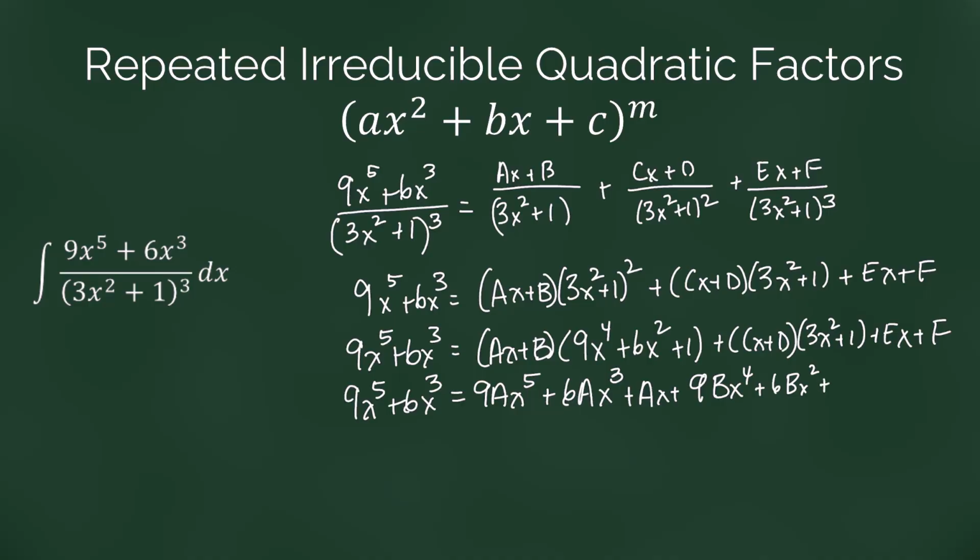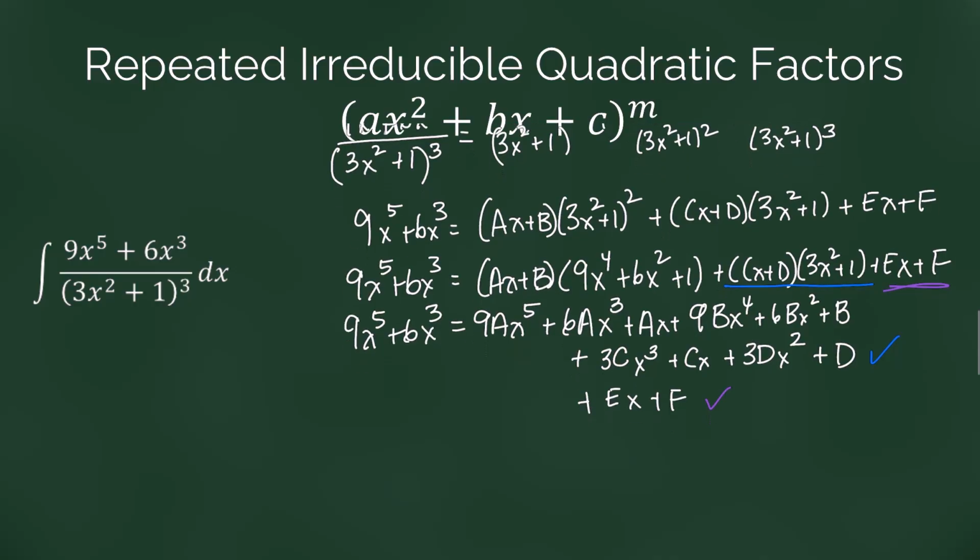I'm going to move down a line here, so this next line is going to be what I get when I multiply this out. So I'm going to get plus 3c x to the 3rd plus cx plus 3d x squared plus d. And then my last bit there will be the ex plus f. We'll put that down here. So this is that blue line, and this last bit comes from that purple part over there. Just got too long for my screen.